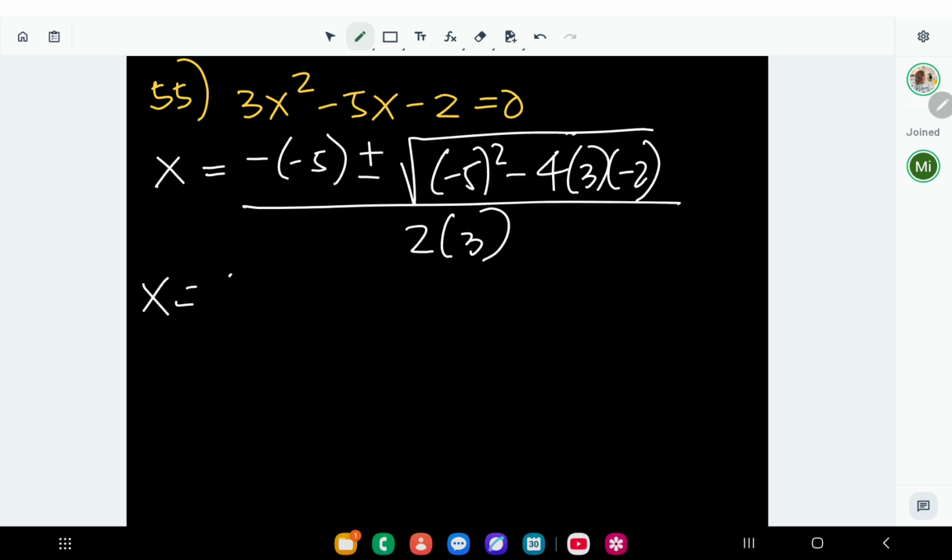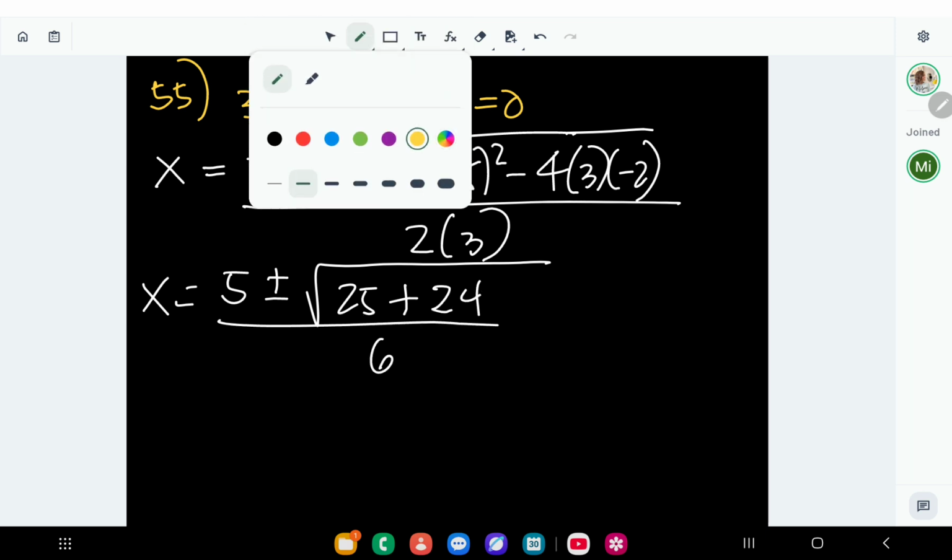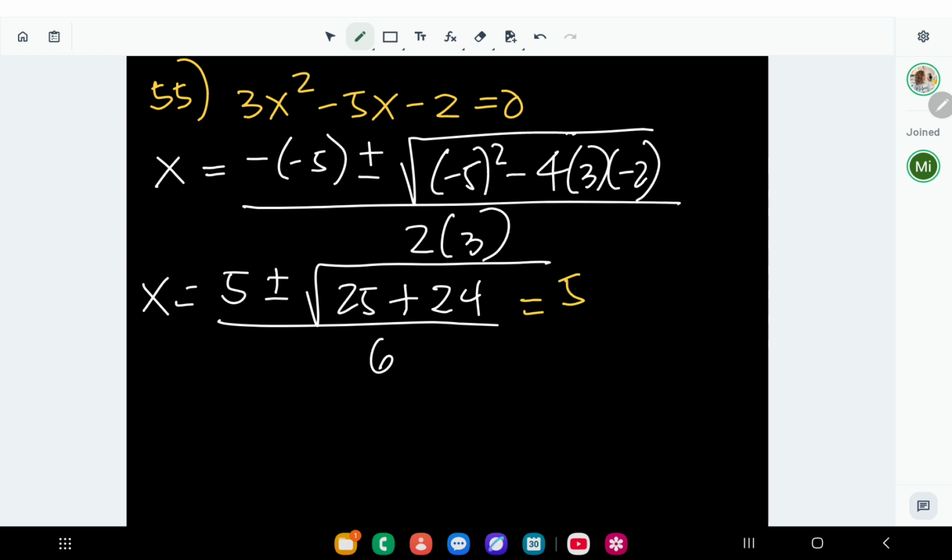Then we simplify. This is 5 plus minus the square root of 25. Negative 4 times 3 is negative 12, times negative 2 is positive. What is that? 4 times 3 times 2. Okay, plus 24, over 6. Then we simplify this further. This is 5 plus minus the square root of 49, right? Over 6. And 49 is a perfect square. What is the square root of 49?